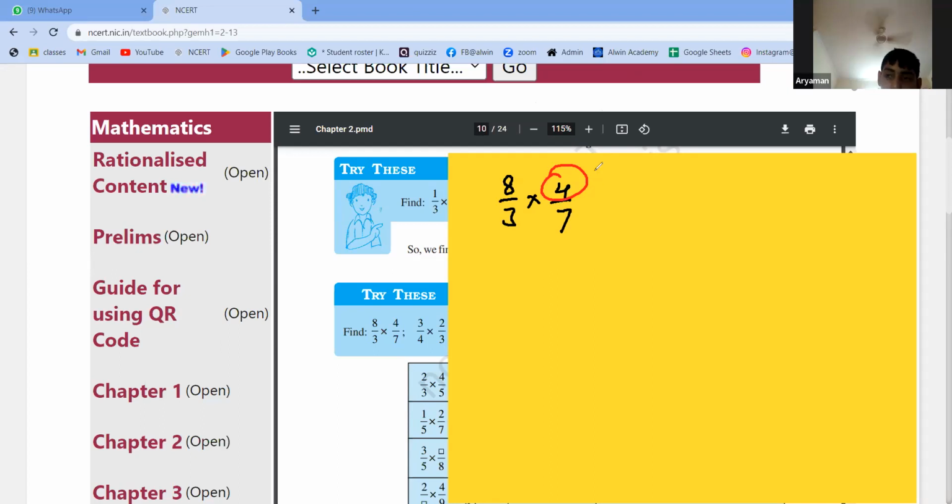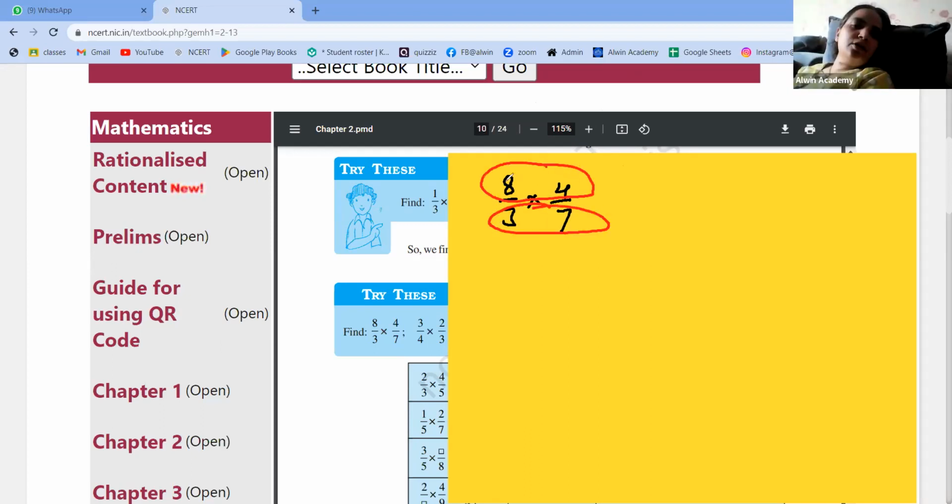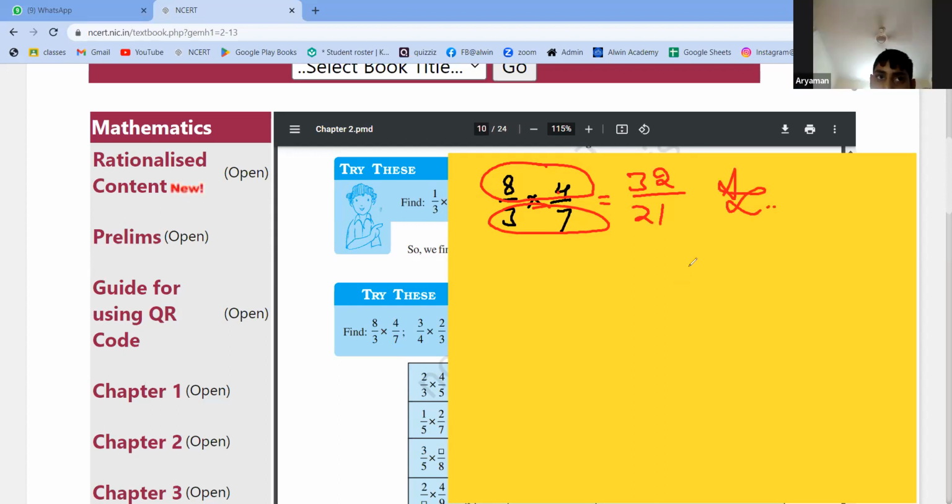Aryaman, you tell me, can this 4 be simplified with 3 and 7? No, ma'am. That means only multiplying the corresponding numerators and denominators is left with us. So 8 fours are 32 and 7 times 3 is 21. That's your answer. Got it, everyone, or not? Got it, ma'am.